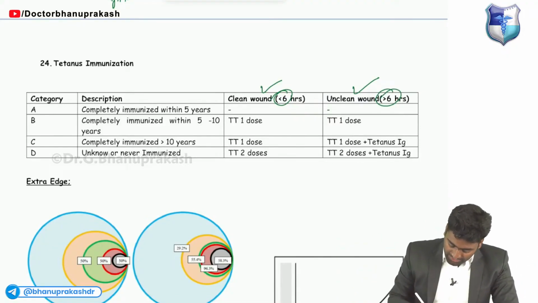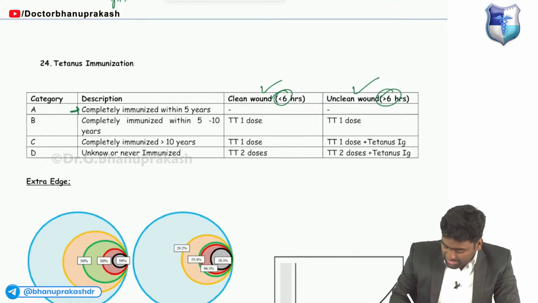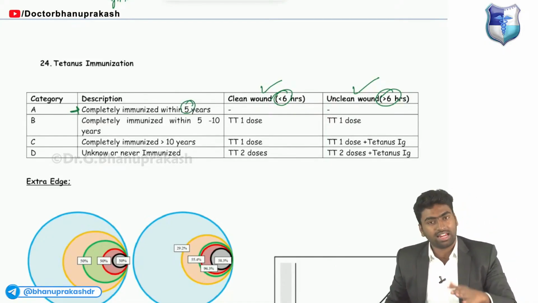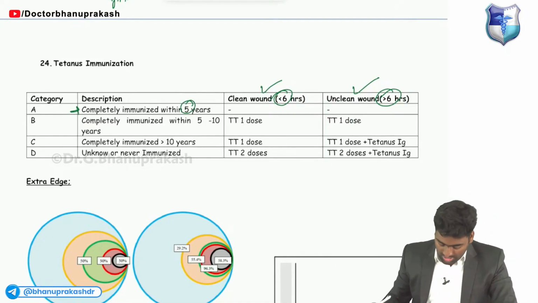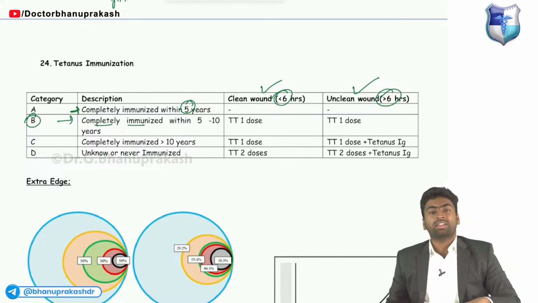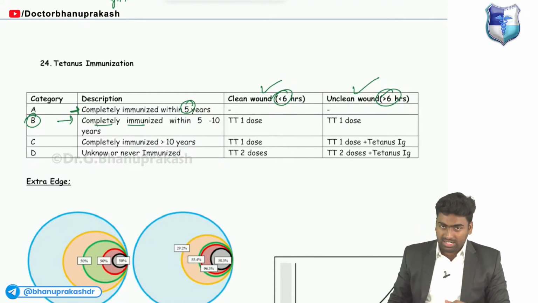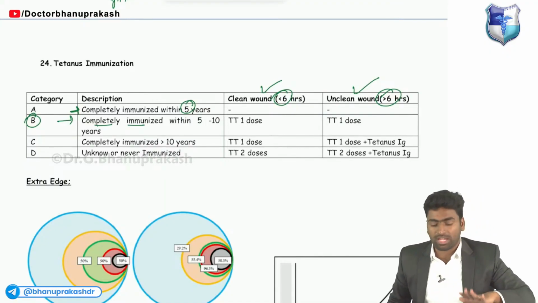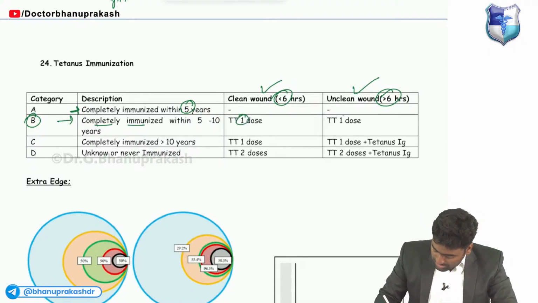Fine. So if a patient has completed his immunization within 5 years, then we won't do anything. Whether it is a clean or unclean wound, it's fine, you can go. If the patient is under category B, completely immunized but with a gap of 5 to 10 years, anywhere between 5 and 10 years, then we need to give just one dose.